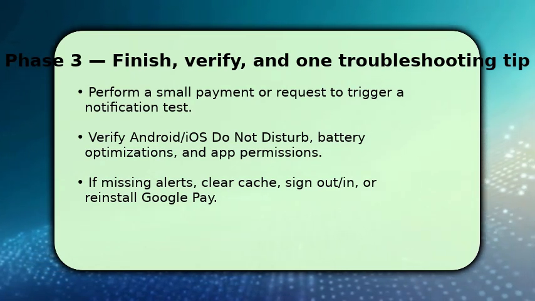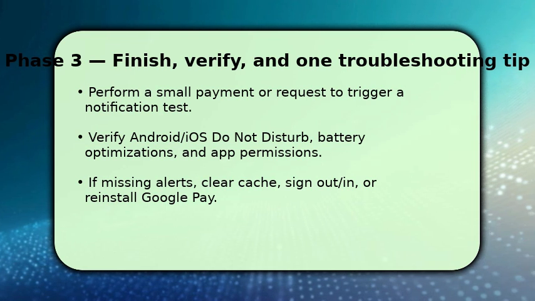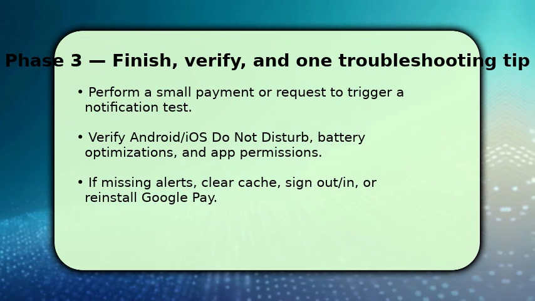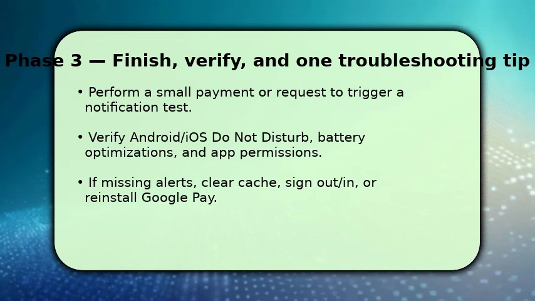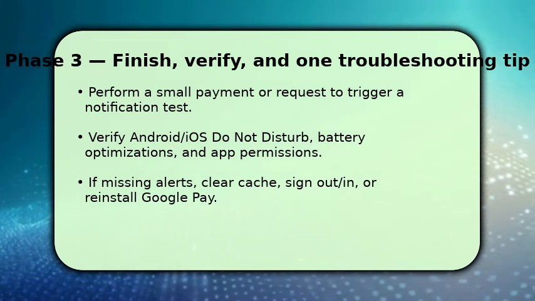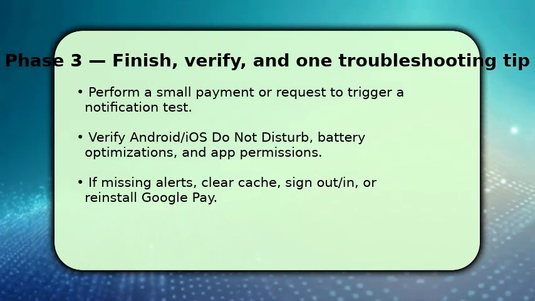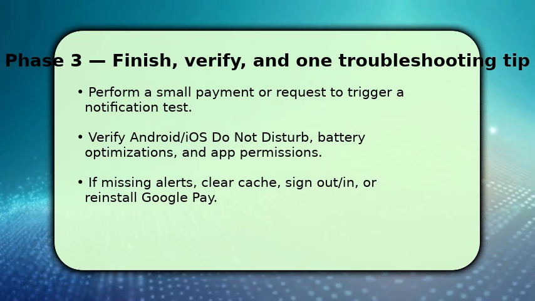If you do not see the alert, make sure Do Not Disturb is off and battery optimization is not blocking Google Pay. Also check app permissions and notification categories once more. If problems persist, clear cache, sign out and sign back in, or reinstall the app. These steps reset notification hooks.